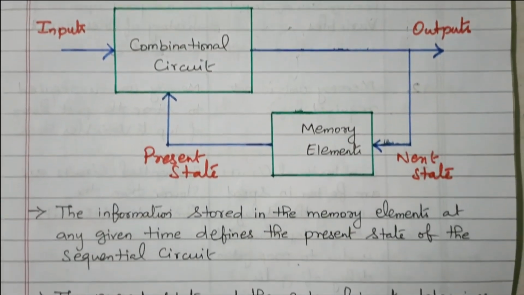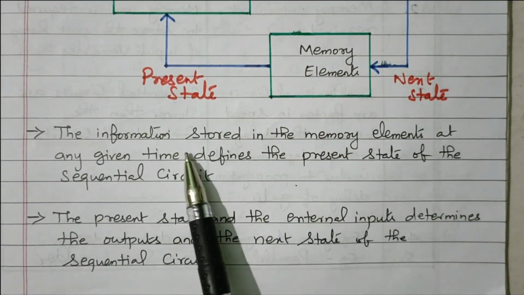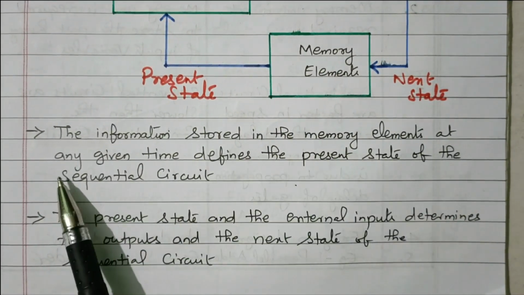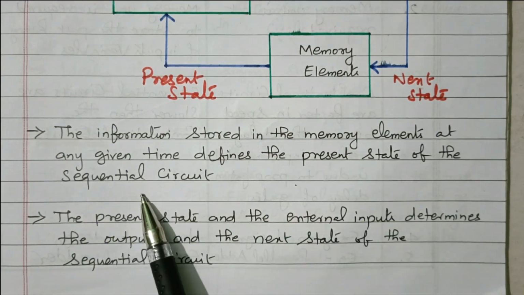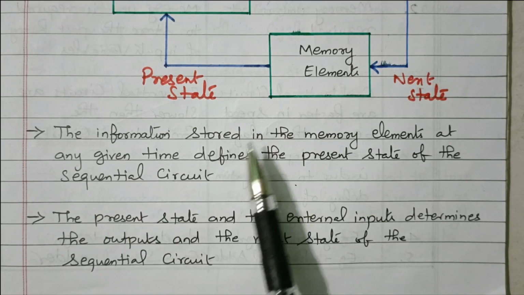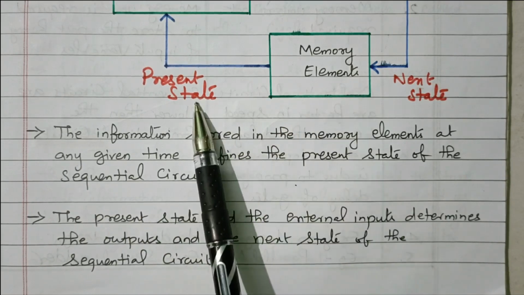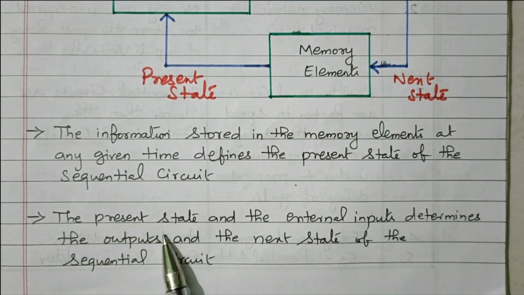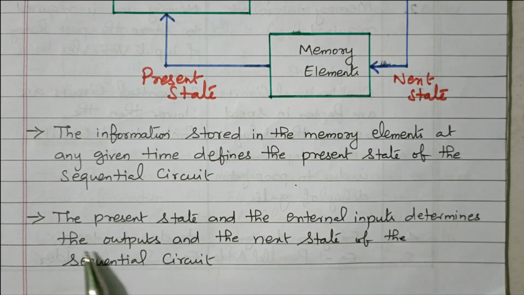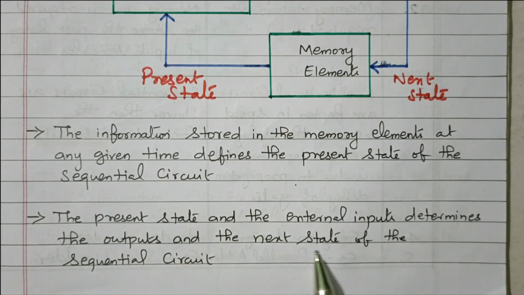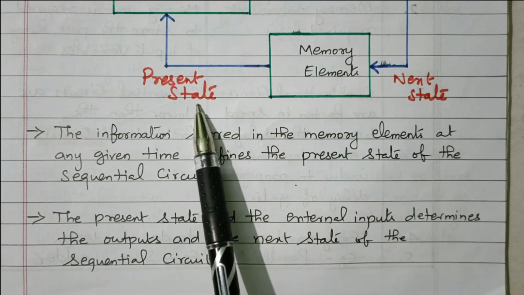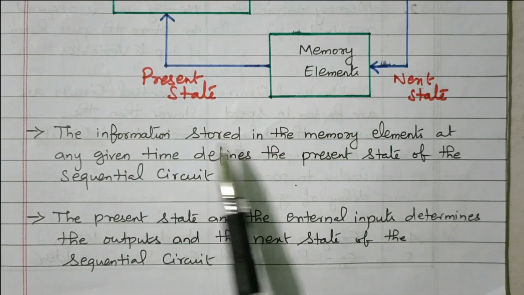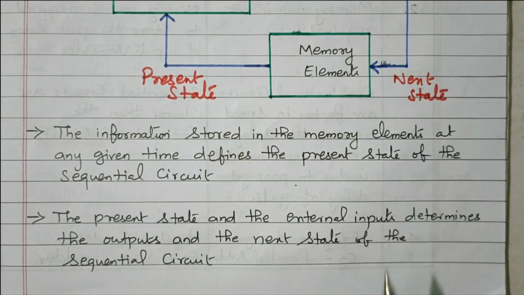Now we'll see this. The information stored in the memory elements at any given time defines the present state of the sequential circuit. So 1 bit of data is stored, and that is nothing but the present state. The present state and the external input determine the output and the next state of the sequential circuit, right? So the data available at present is called the present state. This present state and input will decide the next state.